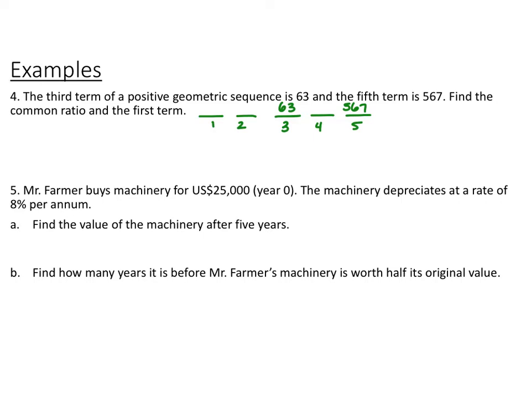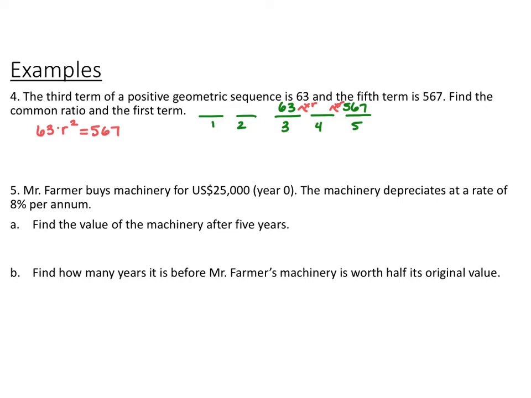So if I have the third term, in order to get the fifth term, I'm going to multiply by the same common ratio, which I'm going to call r, twice. I have to multiply by r to get to the fourth term, and then I have to multiply by r to get to the fifth term. So I'm going to take 63, and I'm going to multiply by r twice, which is the same thing as multiplying by r squared. And once I do that, I end up with 567. So now I can solve this equation for r.